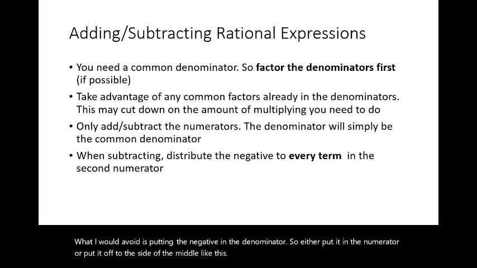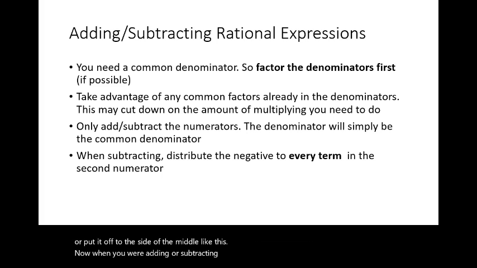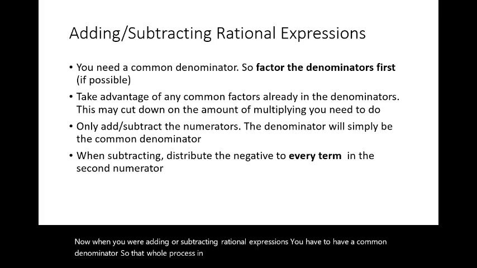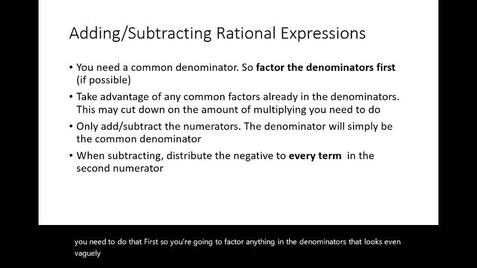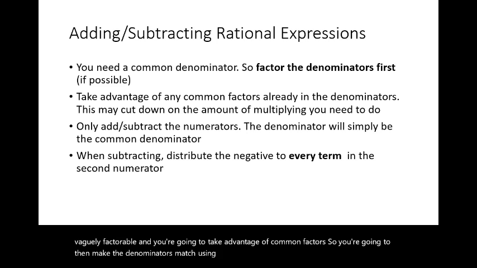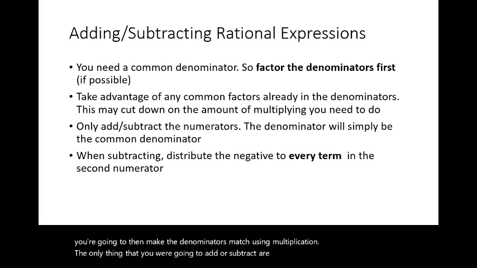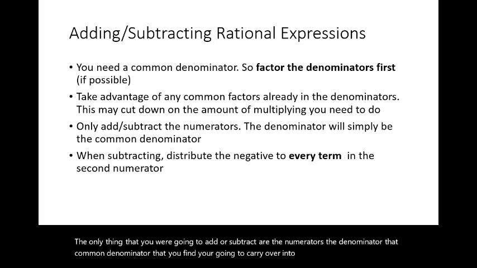Now, when you are adding or subtracting rational expressions, you have to have a common denominator. So that whole process in the last video of finding the lowest common denominator, you need to do that first. So you're going to factor anything in the denominators that looks even vaguely factorable, and you're going to take advantage of common factors. So you're going to then make the denominators match using multiplication. The only thing that you are going to add or subtract are the numerators. The denominator, that common denominator that you find, you're going to carry over into your final answer.